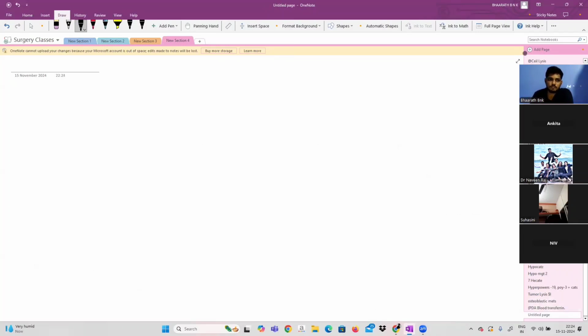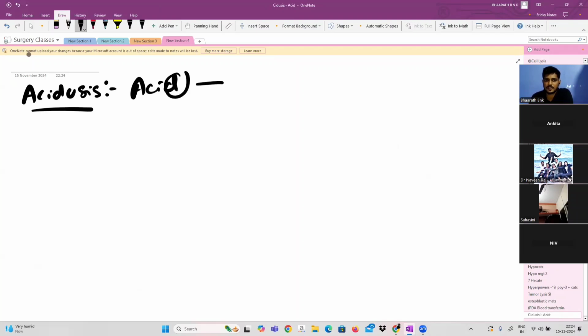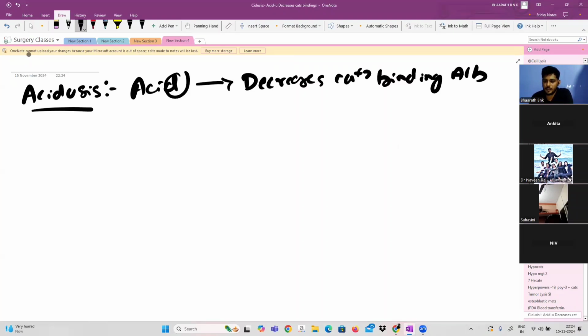Now we'll discuss acidosis, right? So if you ever forget, you can remember that acid, D for acid, acid decreases calcium binding to albumin. So when the calcium binding to albumin reduces, it will increase the ionized calcium, right? So that can lead to hypercalcemia.